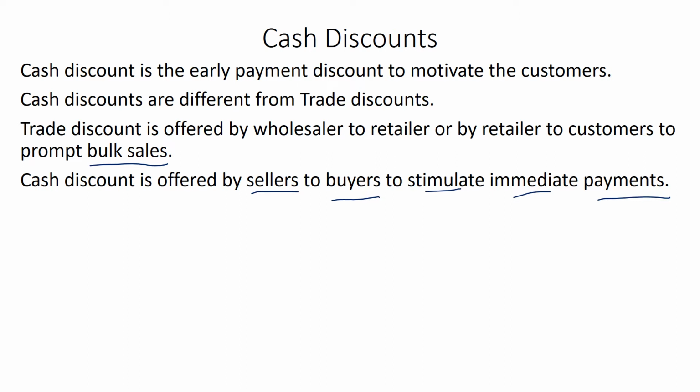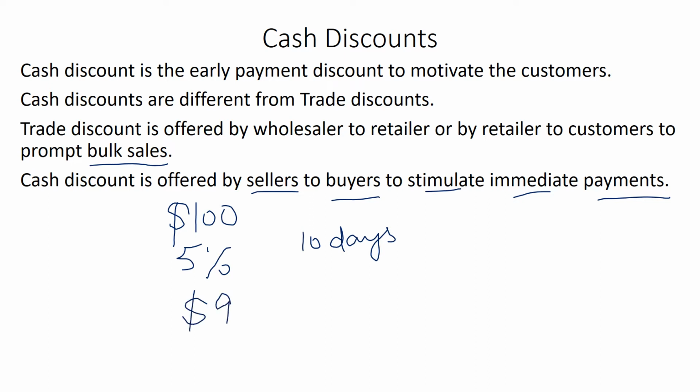For example, let's say my phone bill this month is $100 and the company offers me a 5% cash discount if I pay my bill within 10 days of the invoice date, right? So that means I'll end up paying $95. So I'll save $5. That's my profit, right? That's my saving. And the company also gets immediate payment, that is the company's saving. So it's a win-win situation for both of us.